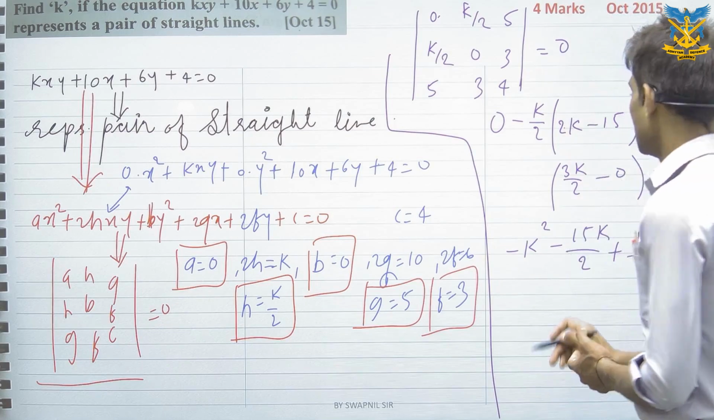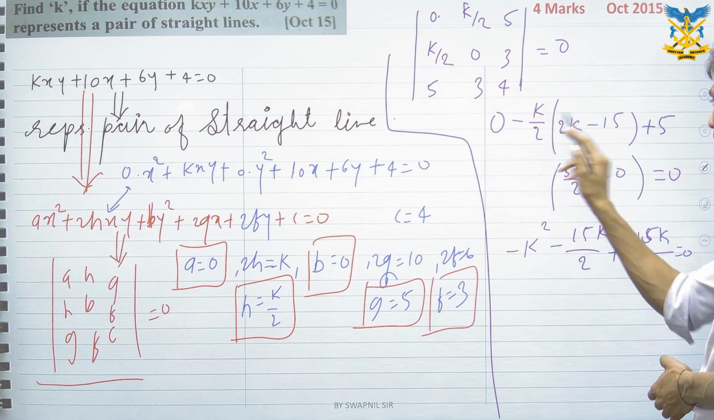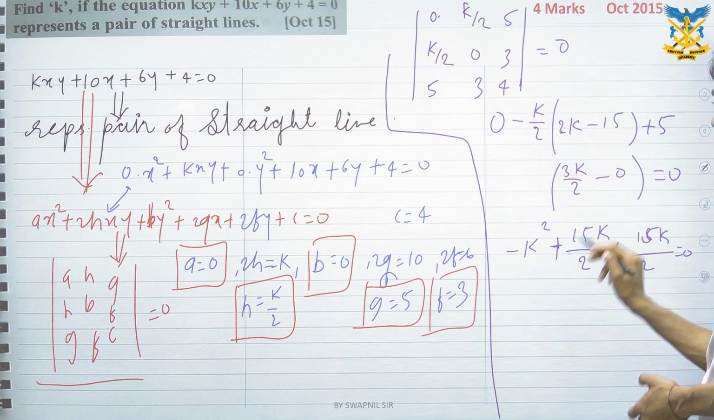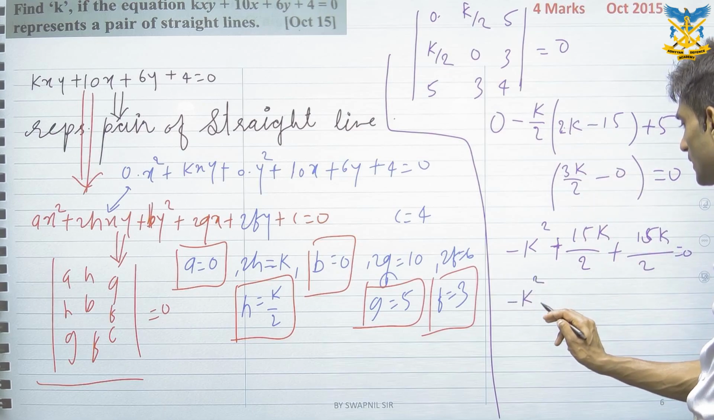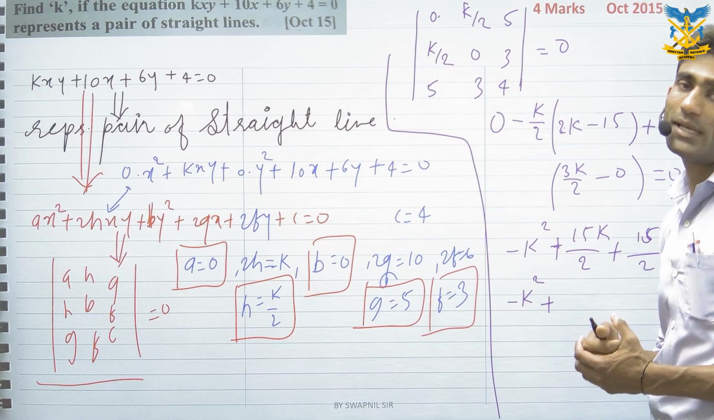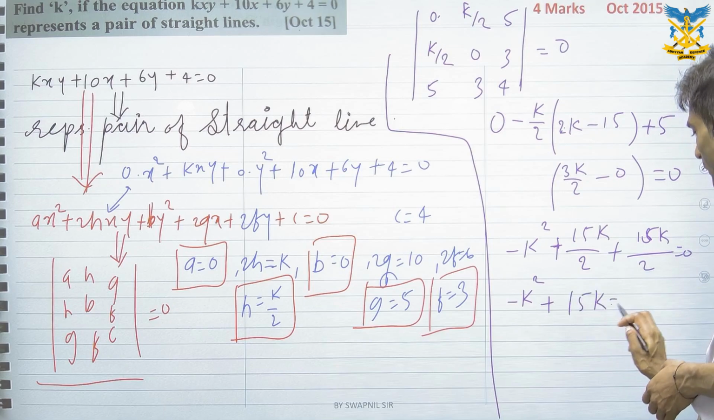Yes, so we can see minus k by 2 into 2, which is minus k square. Minus minus, in the next step, goes to be positive. So minus k square plus 15k by 2 plus 15k by 2, that means 2 times 15k by 2, and the 2 gets cancelled. We are left with the value 15k, which is equal to 0.